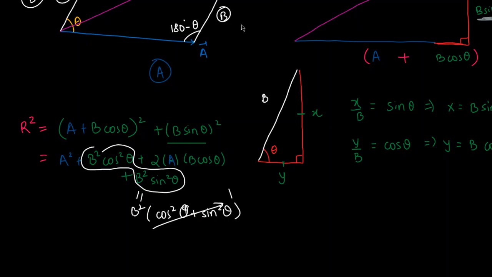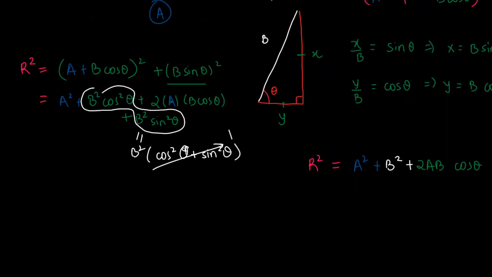So now you arrive at r squared. The magnitude of the resultant of adding two vectors a and b is equal to the first vector's magnitude squared plus b squared plus 2ab cosine of theta. And now you can take the square root of both sides.